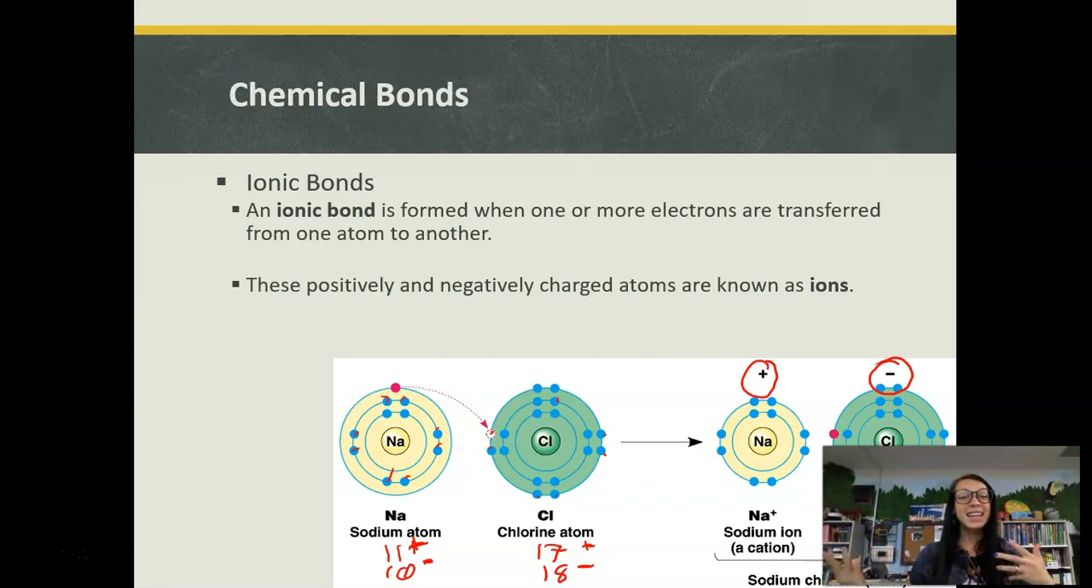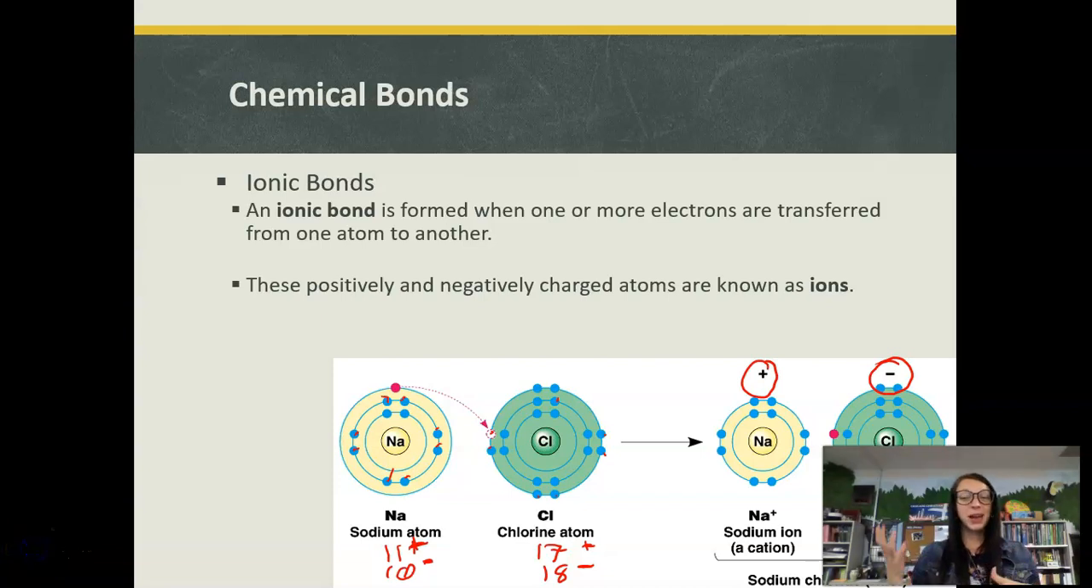We call these negative and positively charged atoms ions. When you hear the term ion, you know that there has been an exchange of electrons, and now we have a positive or negative charge attached to this element. So now we have a sodium ion, called a cation, and a chlorine ion, called an anion. The negative one is the anion, and the positive one is the cation.